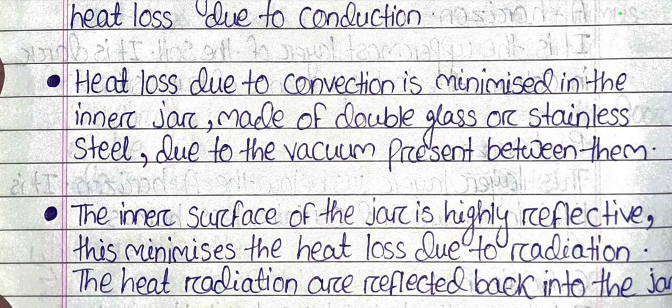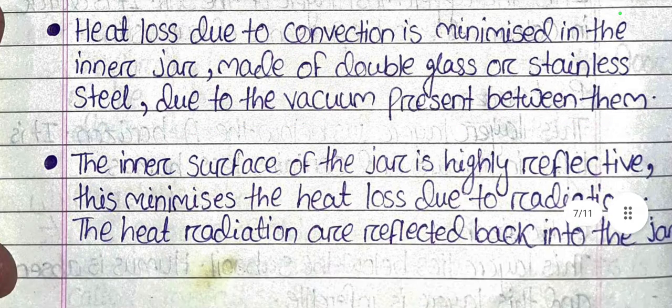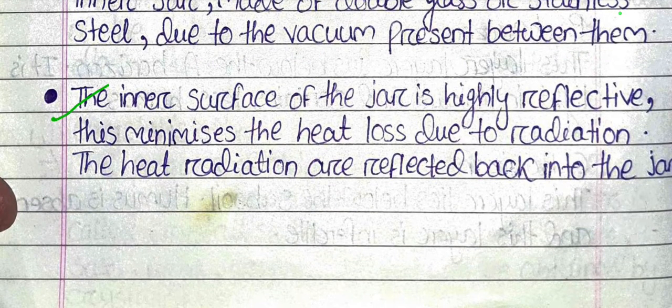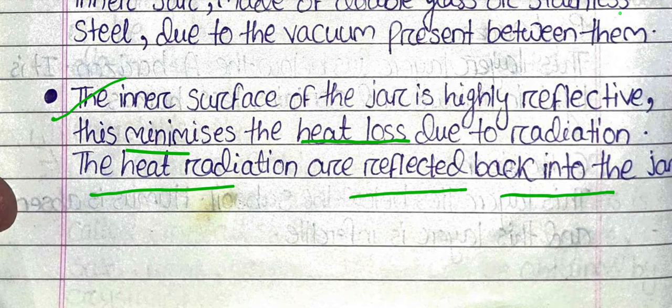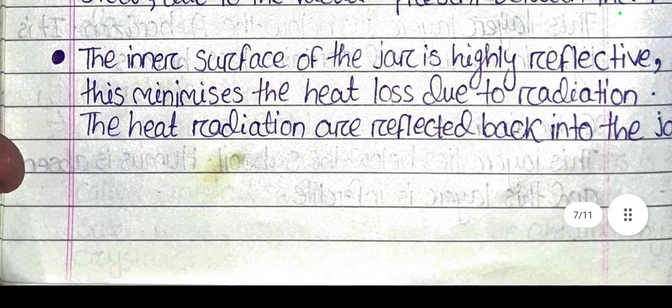The next point is, heat loss due to convection is minimized in the inner jar made of double glass or stainless steel due to the vacuum present between them. Next point is, the inner surface of the jar is highly reflective. This minimizes the heat loss due to radiation. The heat radiations are reflected back into the jar.